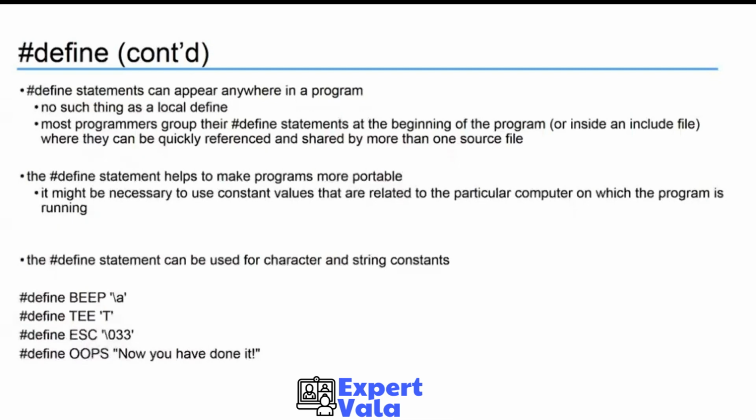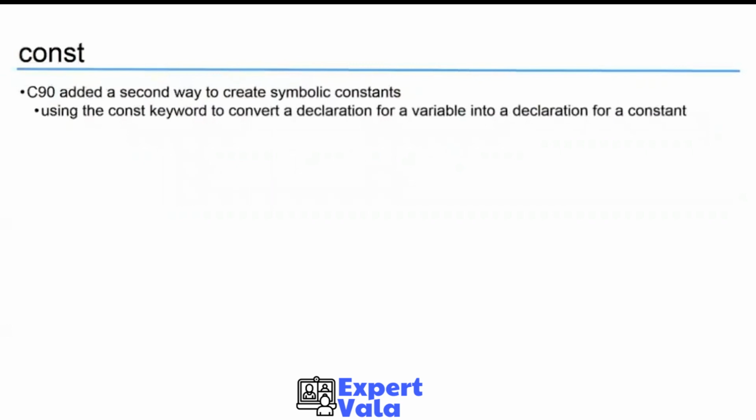Another way you can create constants in C is a more recent mechanism. C90 added another way, which is providing the const modifier. You can use the const keyword to convert a declaration for a variable into a declaration for a constant, and this will never allow you to change that variable. So all you do is say const, then the data type and then the name of the variable, and what this does in this example is make months a symbolic constant for 12.